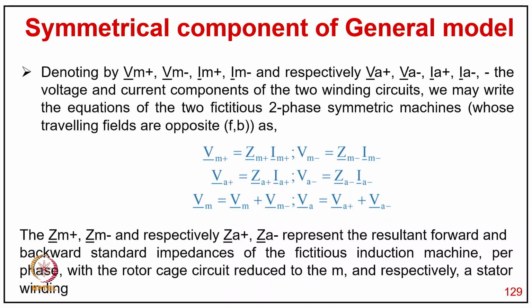So VM plus equals ZM plus IM plus, and VM minus equals ZM minus IM minus, and VA plus equals ZA plus IA plus, and VA minus equals ZA minus IA minus, and VM equals VM plus plus VM minus, and VA equals VA plus plus VA minus. So ZM plus, ZM minus, and respectively ZA plus and ZA minus represent the resultant forward and backward distributed impedance of the fictitious induction machine per phase with the rotor cage circuit reduced to the main and respectively the auxiliary stator winding.